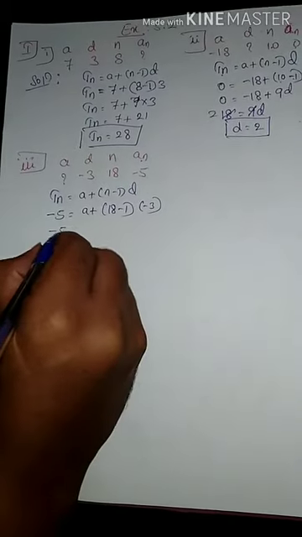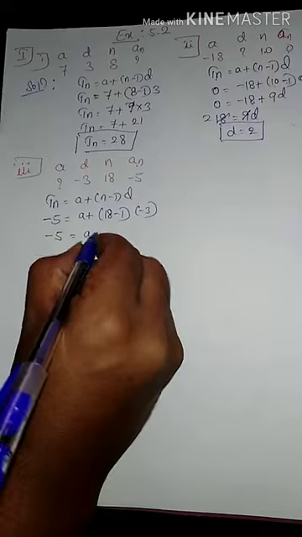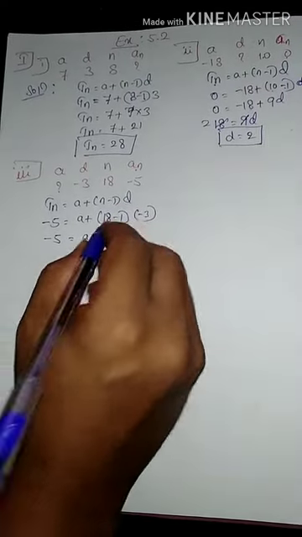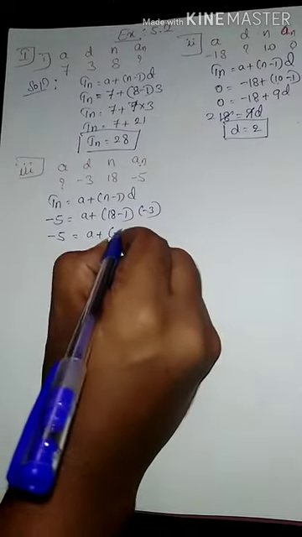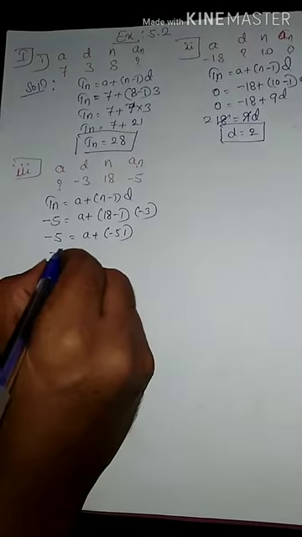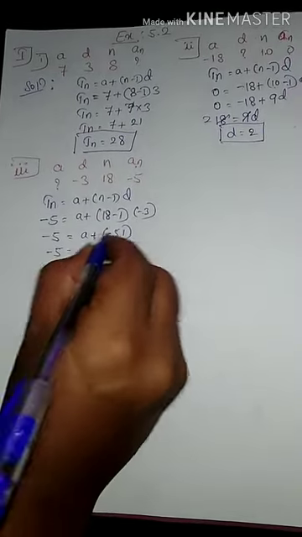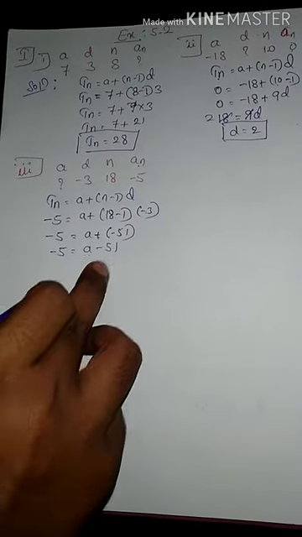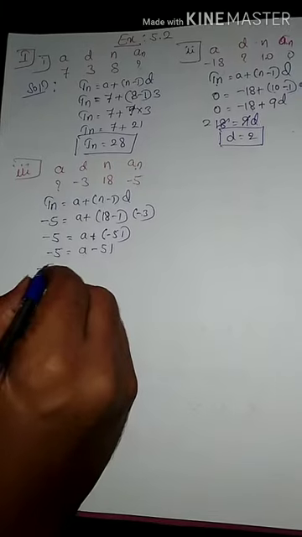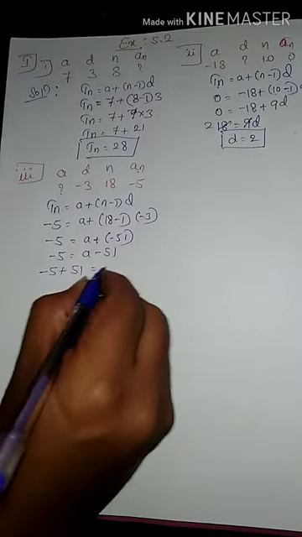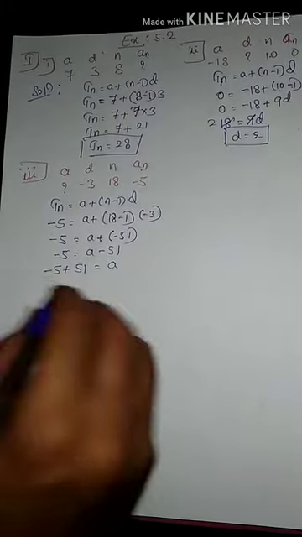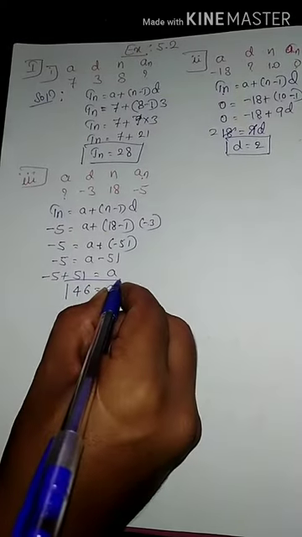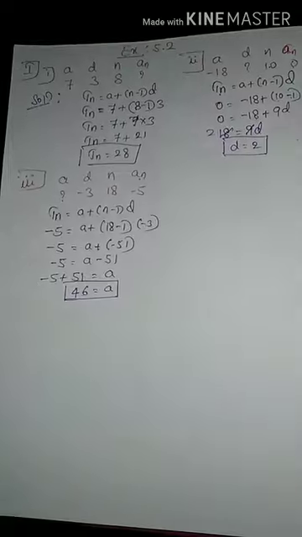So minus 5 is equal to A plus 18 minus 1, 17. 17 threes are 51, but here minus is there, so minus 51. Next, minus 5 equals A minus 51, and this minus 51 moves to the left hand side and becomes plus 51. Minus 5 plus 51 is equal to A. 51 minus 5 is 46. A is equal to 46. So your answer is 46.